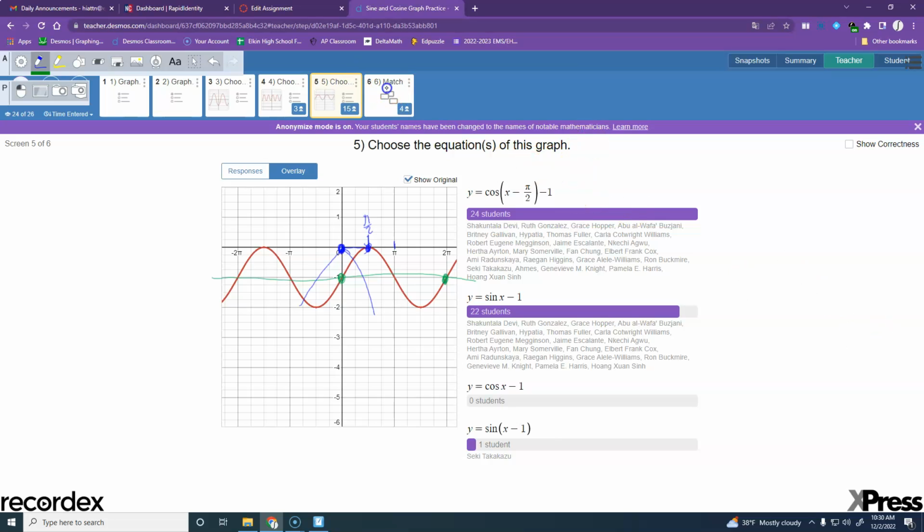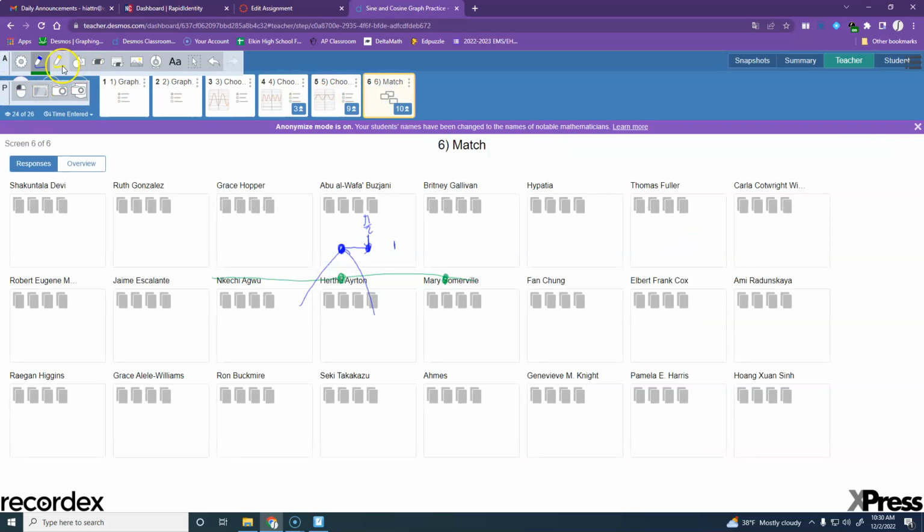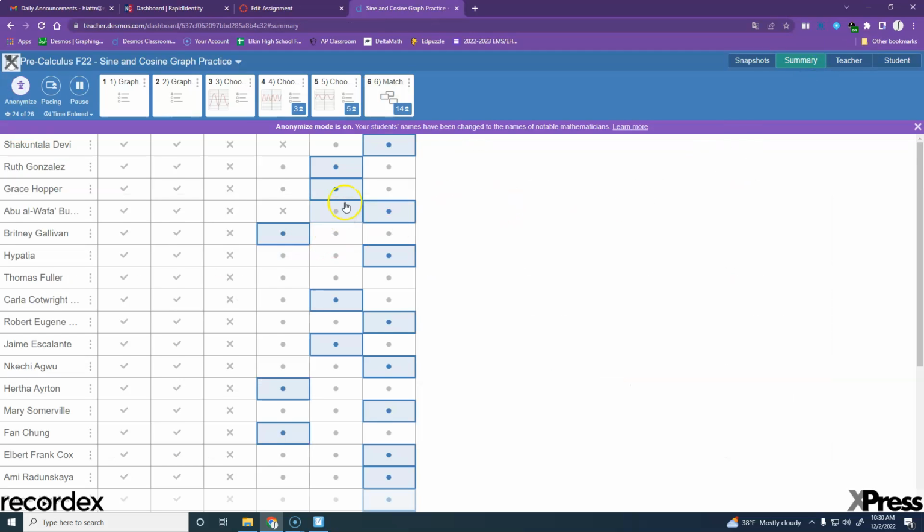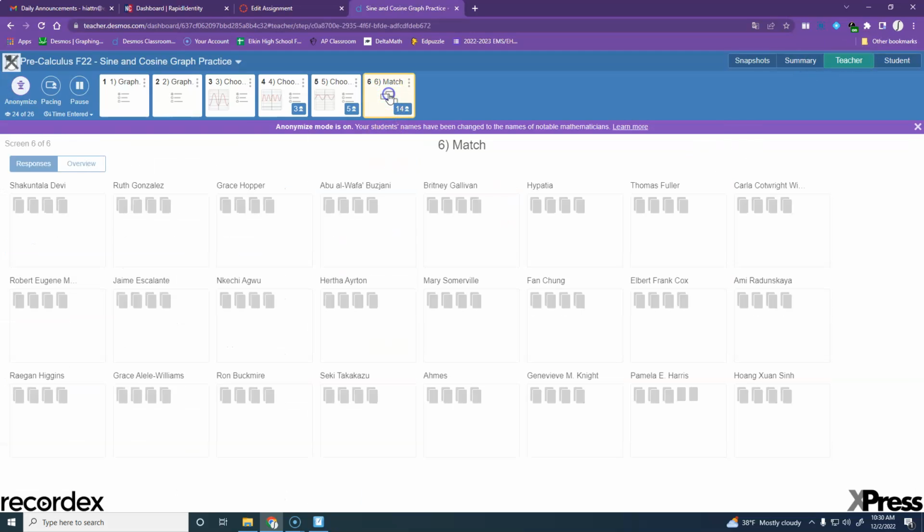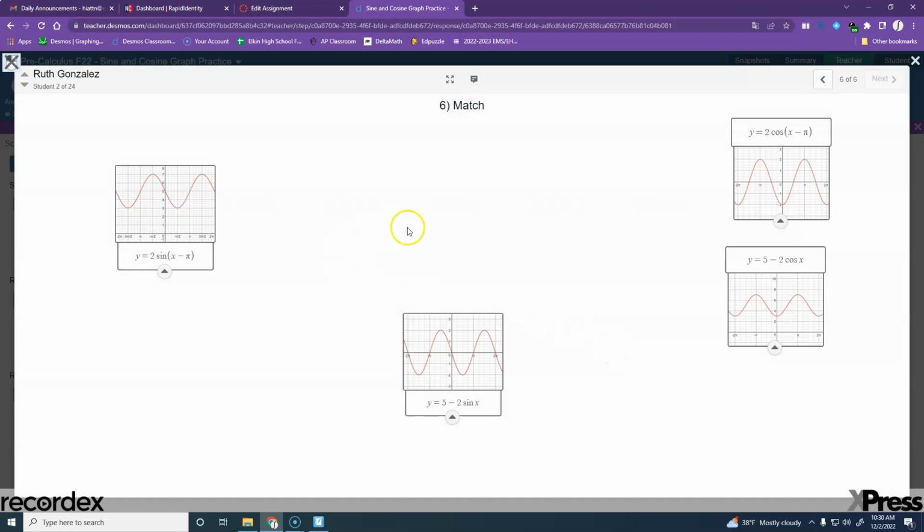Okay, our last one is our matching, and let me see if it'll, well, it doesn't even tell me who's right here. We're just going to pick on Ruth, because she has a name that's fairly easy to pronounce. Alright, so let's look at how Ruth has done for each of these. I'm just going to start with this one right here.